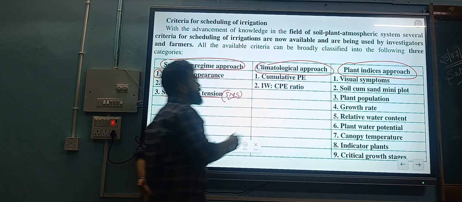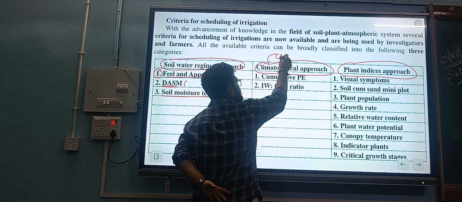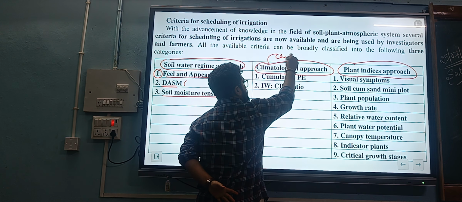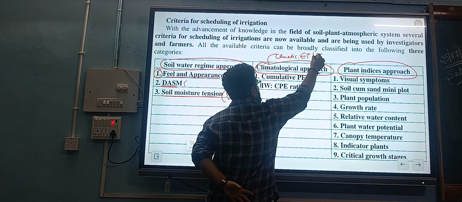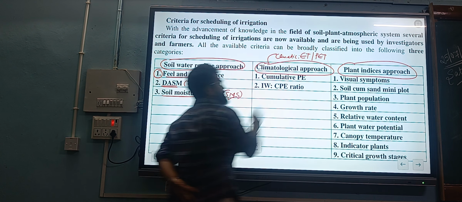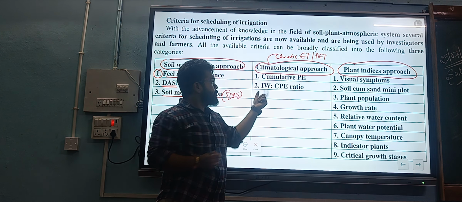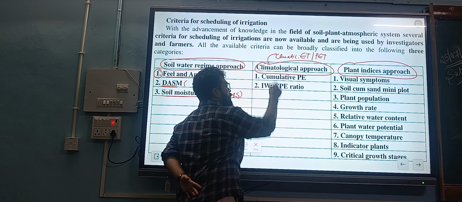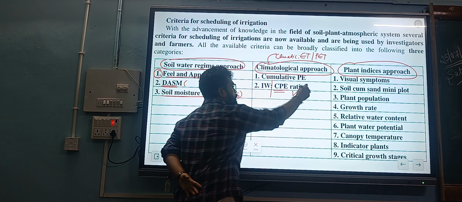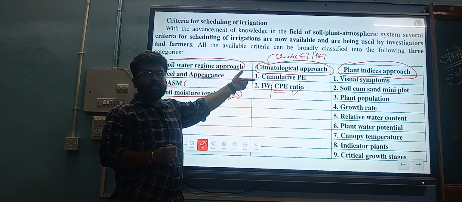The next is the climatological approach. As it indicates, it uses climatic data. Which climatic data are required for irrigation? Either evapotranspiration or potential evapotranspiration. That is answered by the cumulative pan evaporimeter reading, and the second approach is the irrigation water to cumulative pan evaporimeter ratio, which comes under the climatological approach.